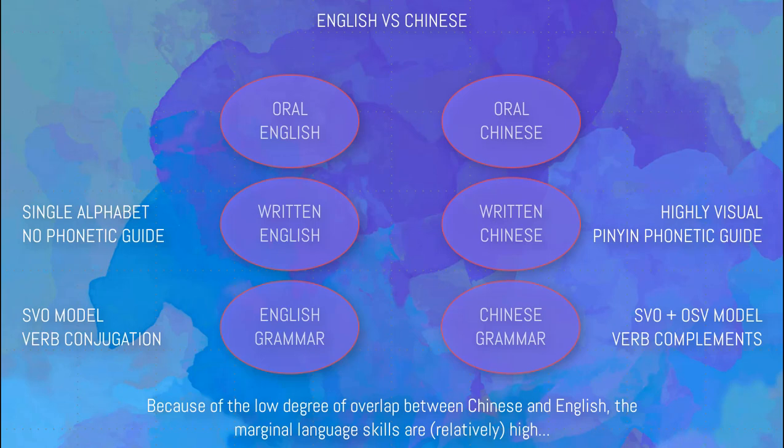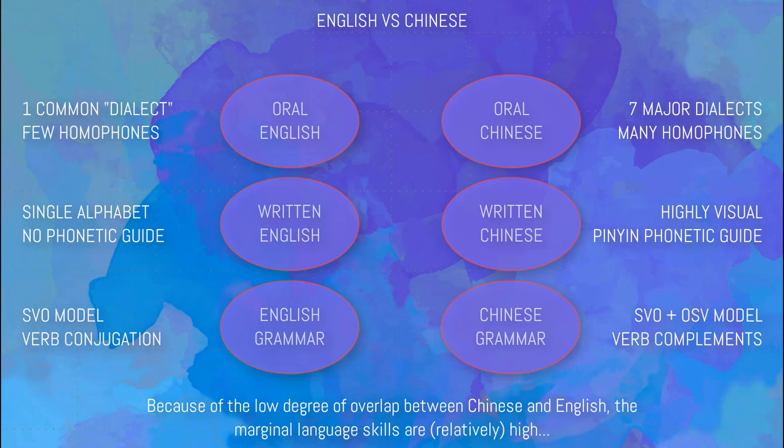English uses a single alphabet, and there's no phonetic guide needed. Even if you don't know the meaning of a written word, you can still pronounce it. But as a character-based language, Chinese has no phonemic orthography, which is just a fancy way of saying that you can't tell how to pronounce a character just by looking at the strokes. So to compensate for this, we need a phonetic guide in Chinese.